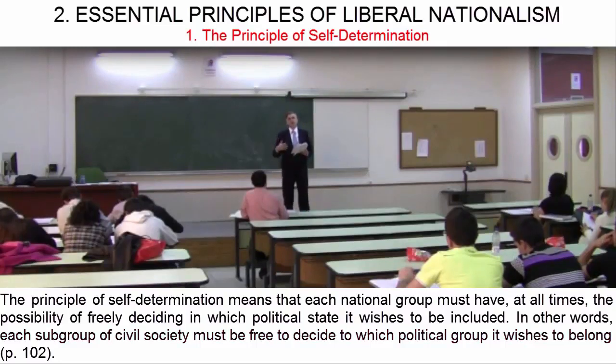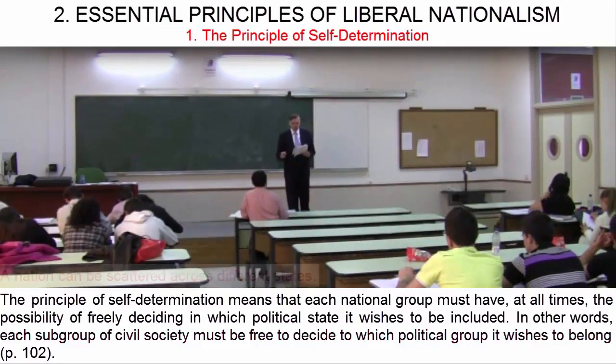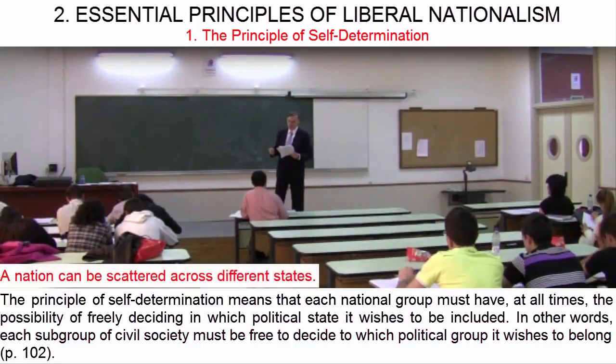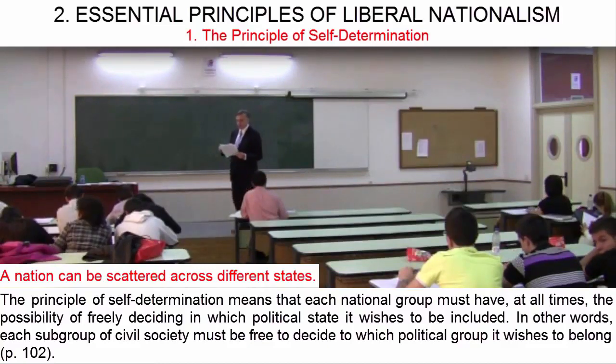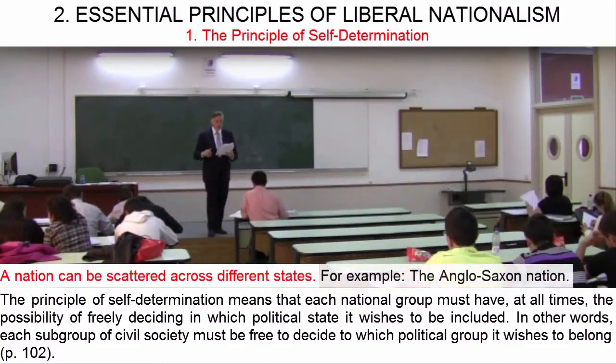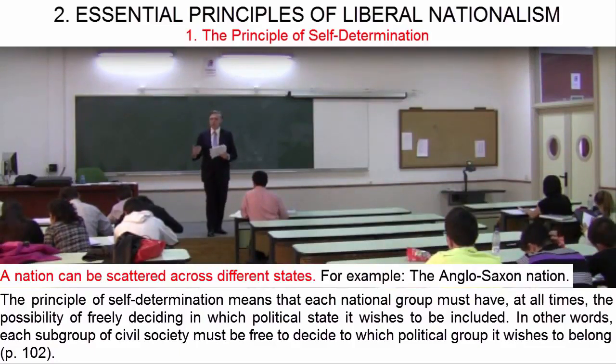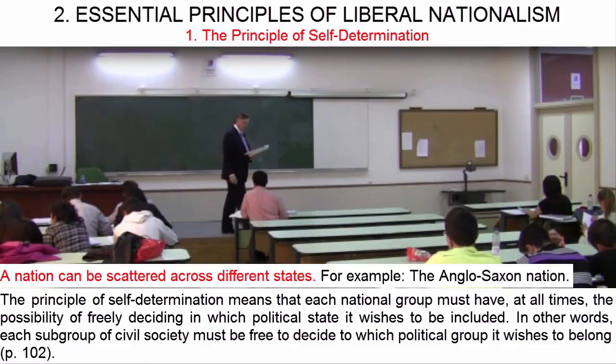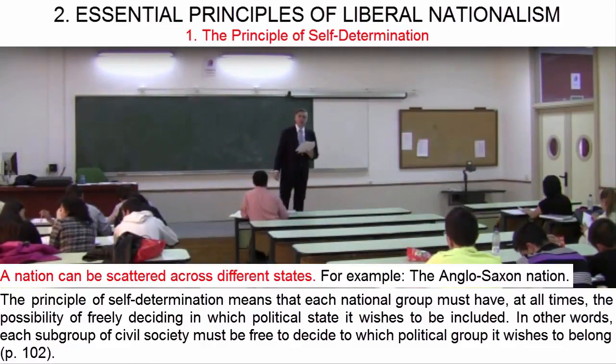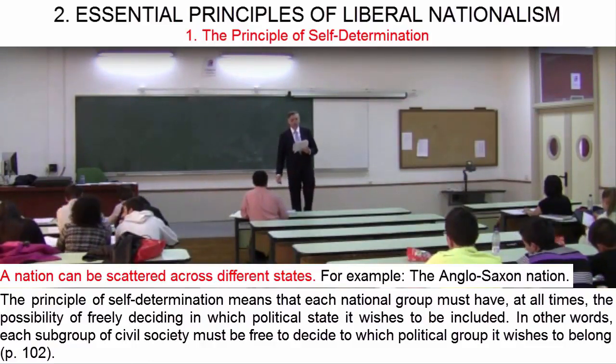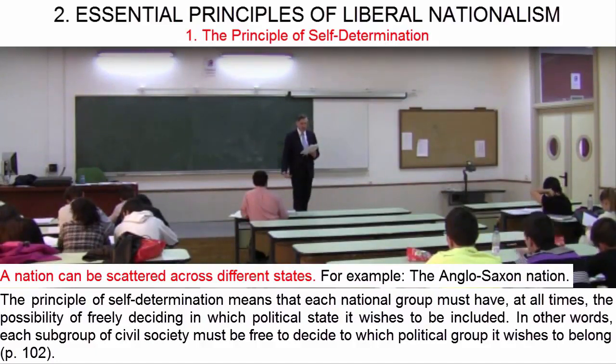For instance, as a result of the freely expressed will of its members, one nation may be scattered across different political states. One example of this is the Anglo-Saxon nation, which is perhaps the most advanced, lively, fruitful and dynamic at this point in history. And it is spread over different states, such as the United Kingdom, Ireland, the United States and countries of the old Commonwealth, like Canada, Australia and New Zealand.